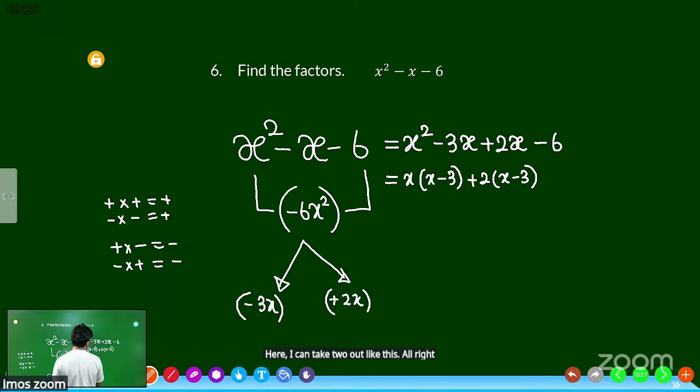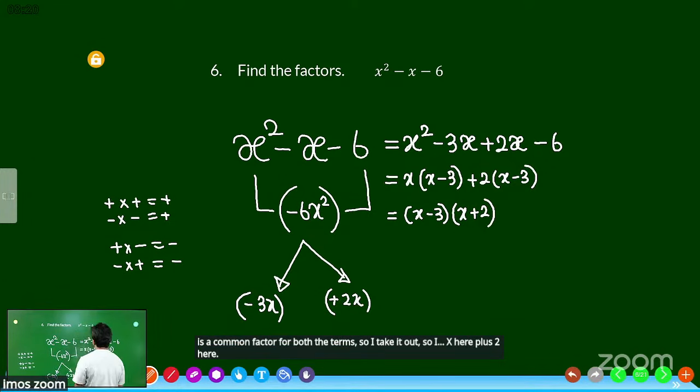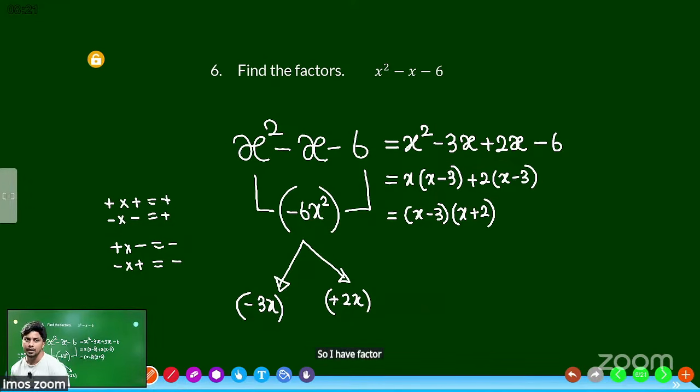So you can understand now that x minus 3 is a common factor for both terms, so I take it out: x here, plus 2 here. So I have factorized x squared minus x minus 6 as x minus 3 into x plus 2.